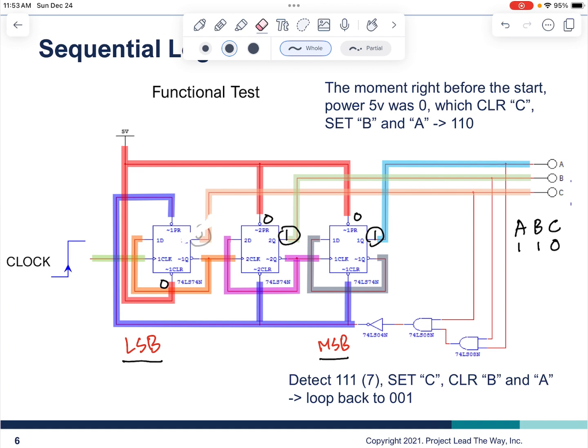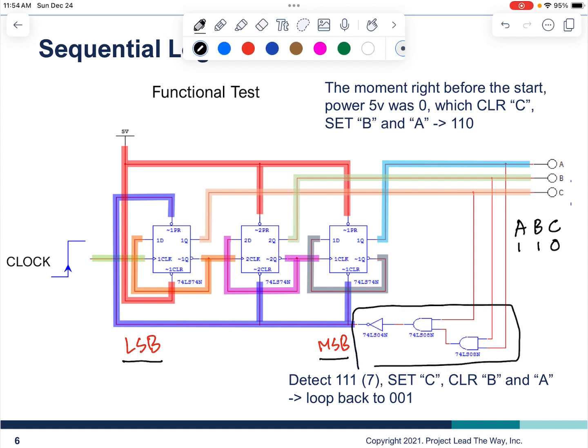Okay, then let me erase that. We also have a reset circuit here. This is the reset circuit. Let's see how it works. So when ABC is 1, 1, 1, how do you know? Because that's how we design the circuit. So that's 1, 1. It's an AND gate, so your output is 1. This is 1, this is 1, output is 1. Inverter, so that's a 0.